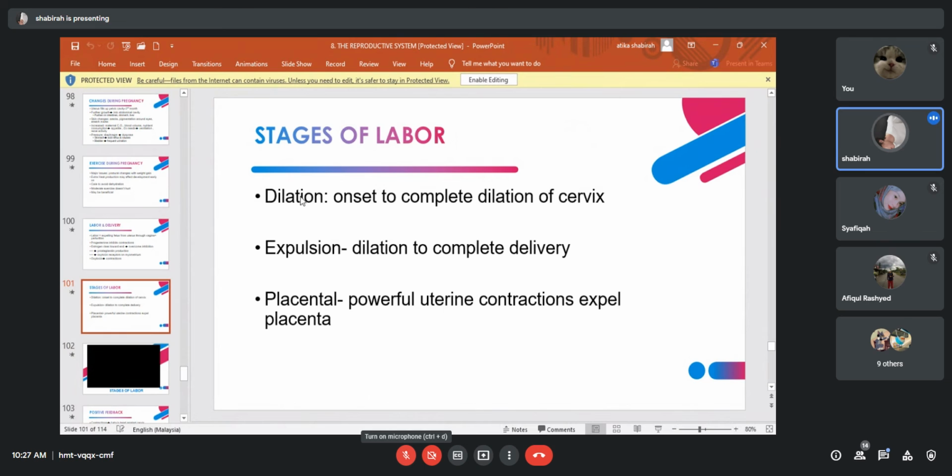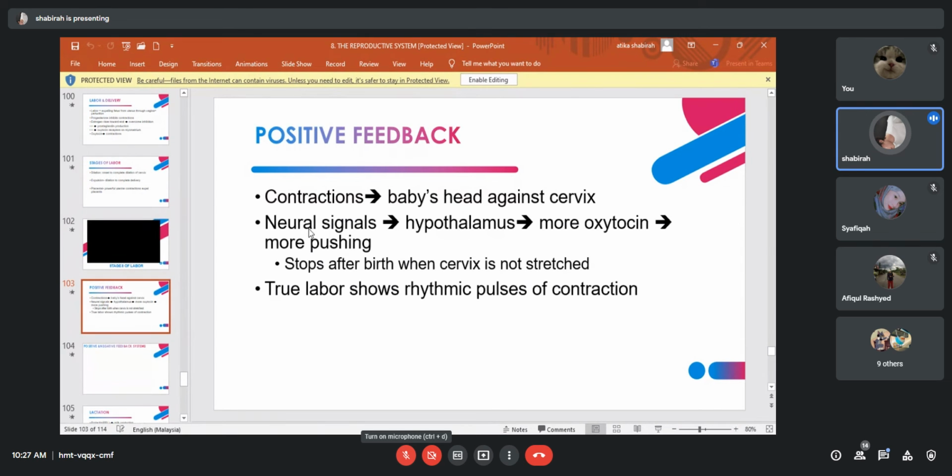So stages of labor: dilation, onset to complete dilation of cervix; expulsion, dilation to complete delivery; placenta, powerful uterine contraction to expel placenta. So positive feedback ni, contraction akan jadi, and baby heads against cervix, so maksudnya masa ni baby dah nak keluar lah. And neural signal, hypothalamus akan ada more oxytocin and more pushing. So after birth when cervix is not stretched, through labor show rhythmic pulses of contraction.